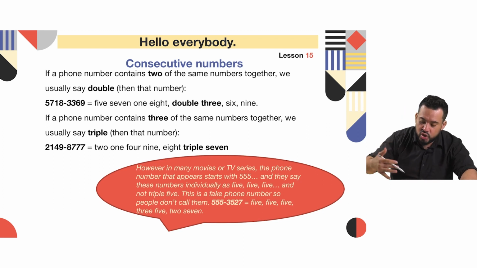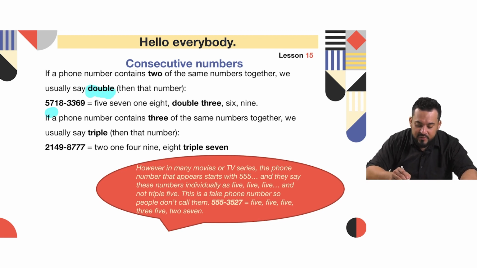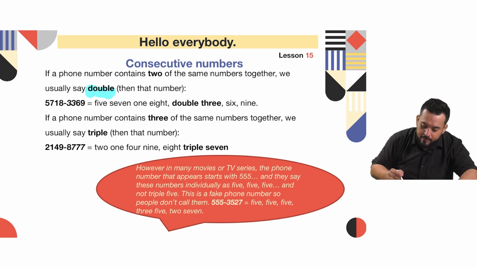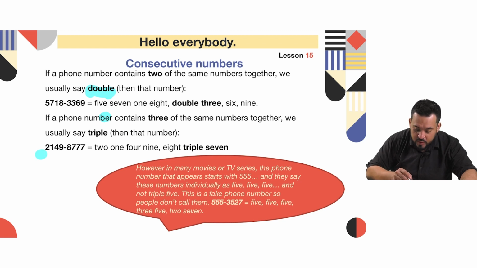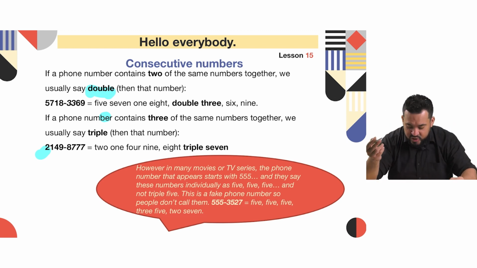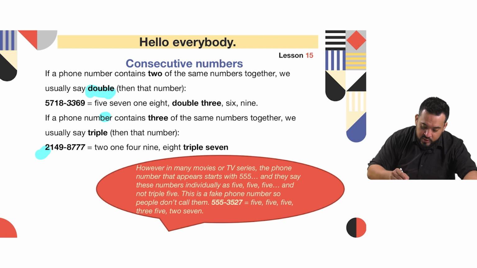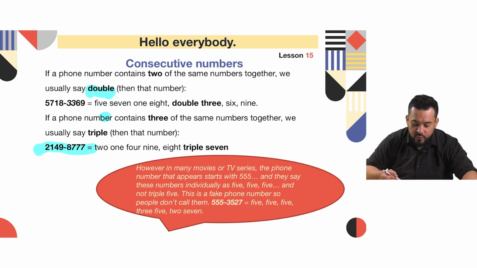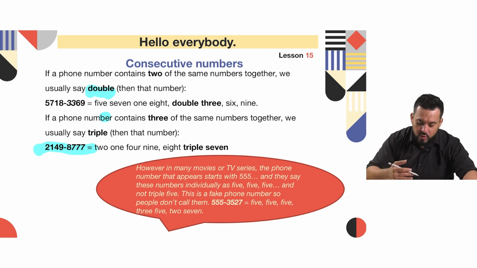Now, if you have consecutive numbers, it means double numbers. If a phone number contains two of the same number, then you will use double. So we will say 5178-3369. All right. If you have three of the same number, we normally say triple. Okay, so take a look at this number. How do you say this number? You say 2149-8777. Okay.